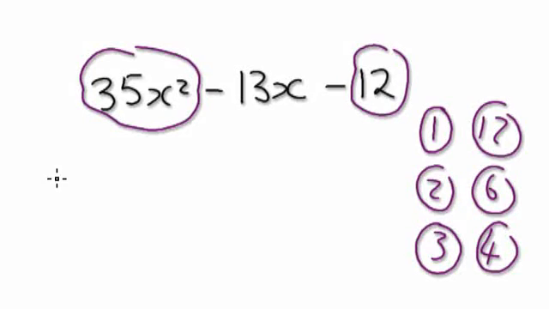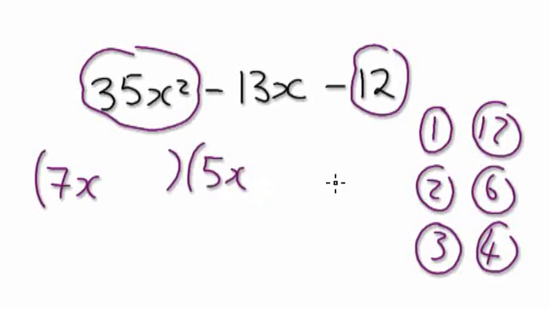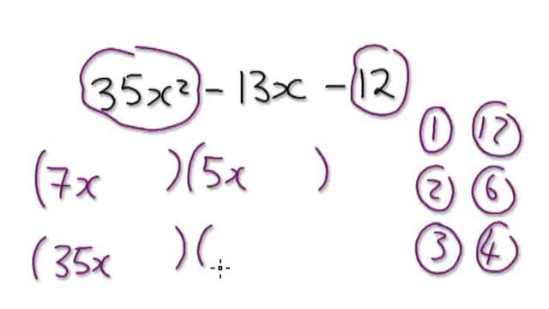35. There's only one. 7 and 5. There's only one. And 35 and 1. So we could use 7x, and then over here would be 5x. Or we could use 35x and x here. Okay, so it's got to be one of the two here. Now a lot of it is guesswork, pretty much.